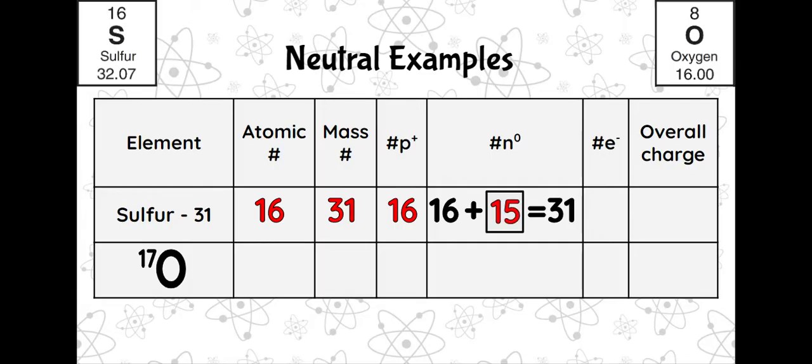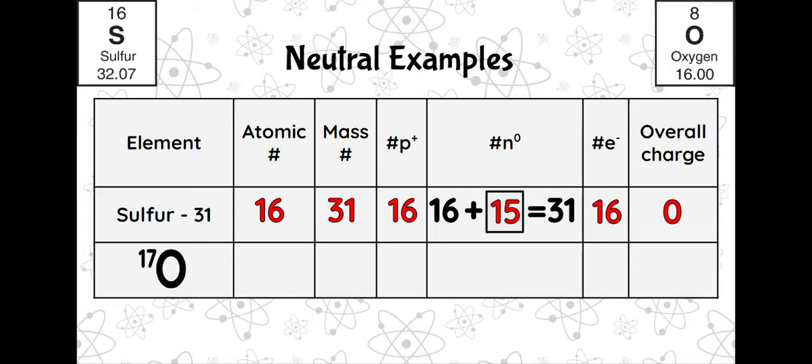All right, in terms of electrons, these are neutral examples. And so anytime you have a neutral atom, the number of protons is equal to the number of electrons. Since we have 16 protons, we have 16 electrons because we have that overall charge of 0. Okay, so it's probably helpful to go through the overall charge before you figure out the electrons. Let's try that next time.